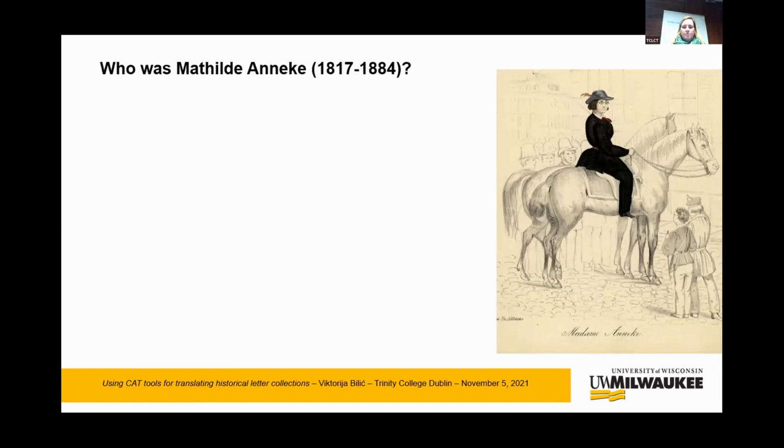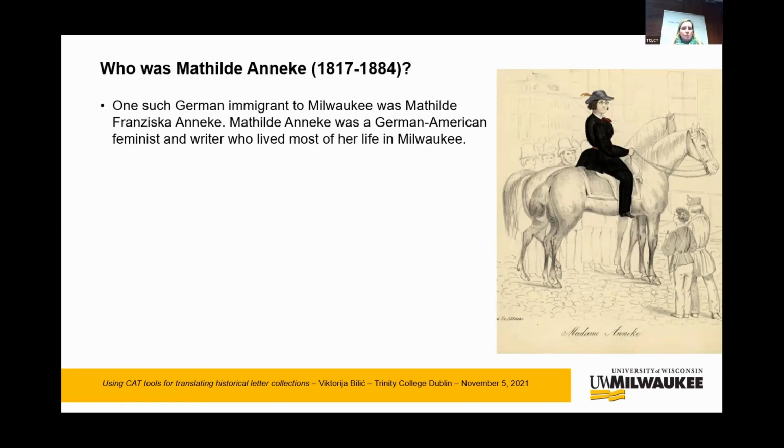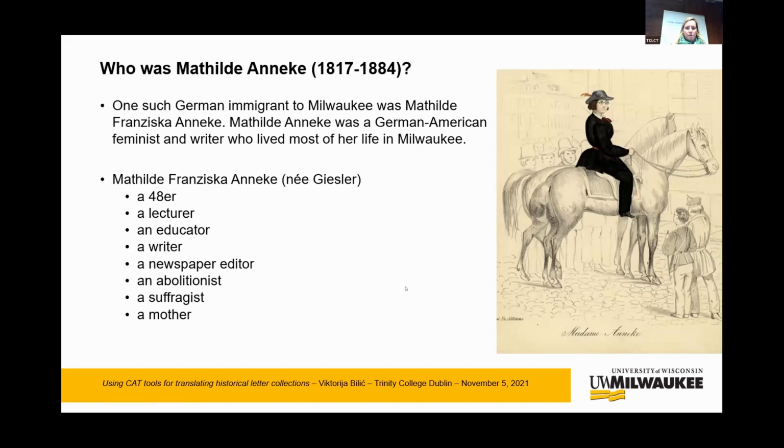Who was Mathilde Anneke? I will talk about her because my most recent book project was related to her immigrant letters. She was a German-American feminist and writer who lived most of her life in Milwaukee. I will be talking about her a little bit just to give an introduction because I doubt very many people will have heard of her. She was a so-called 48er, a lecturer, a newspaper editor, an abolitionist, a suffragist, and a mother of 7, 3 of whom survived to adulthood.